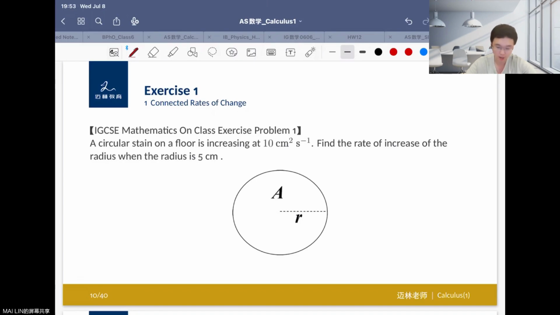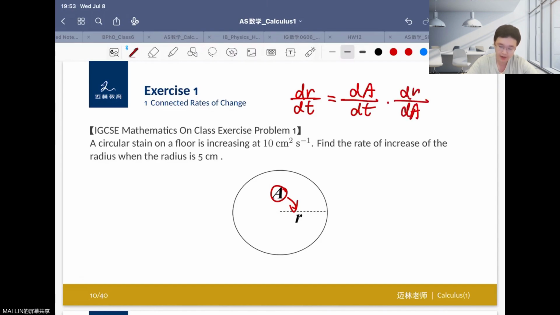For this problem, we want to calculate the radius change, so it's dr/dt. Rate here means the change of the radius with time, okay? The dr/dt can be considered as follows, because here we have the area with radius. So we have dA/dt, the area over time, times dr over dA, so it can be transformed into dA/dt times 1 over dA/dr.